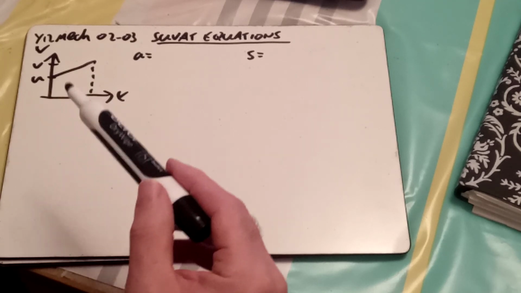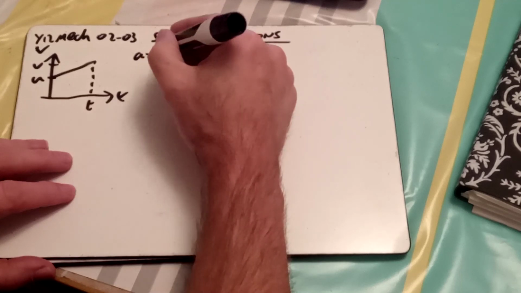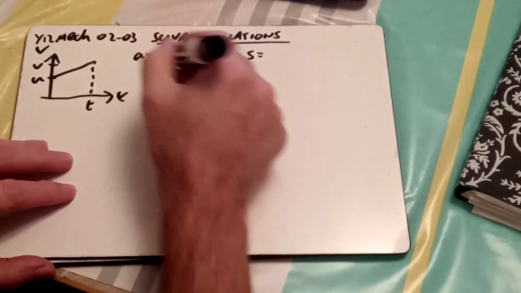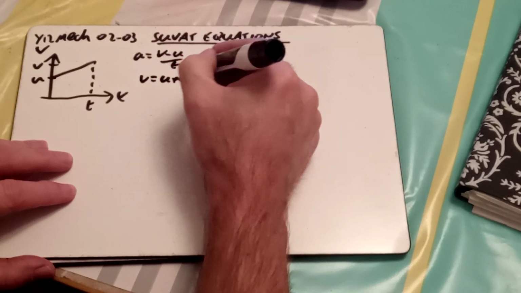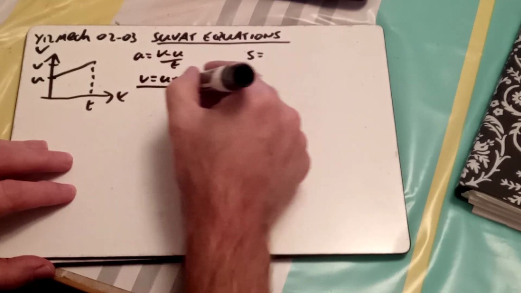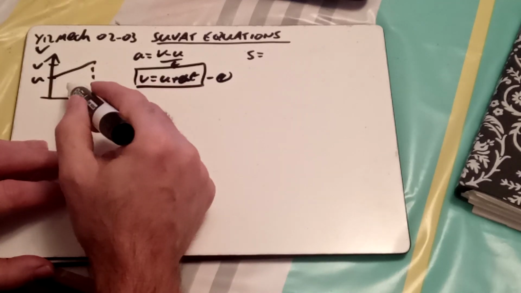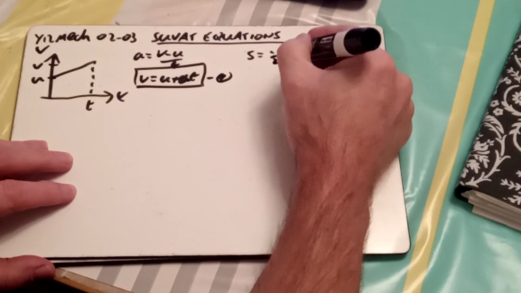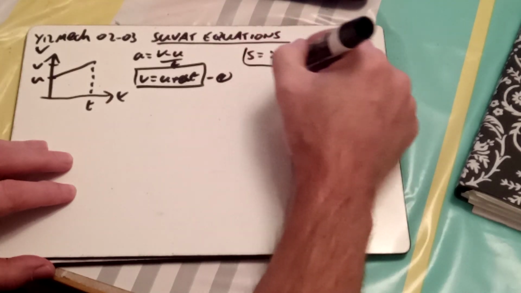So from that we get the first two SUVAT equations. So a is the change of velocity, v minus u, divided by the time. We rearrange that, times by t, to get at, so v equals u plus at, and that we'll call our first equation of motion. s is the area under the curve, the average of the parallel sides, which are u and v, so it's a half bracket u plus v times t, and we'll call that our second equation of motion.